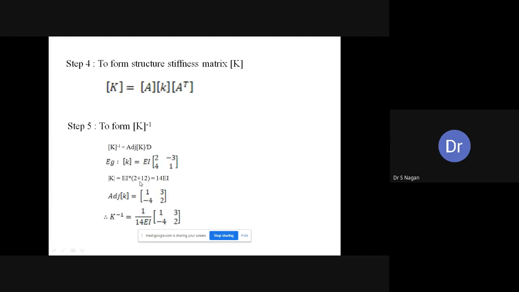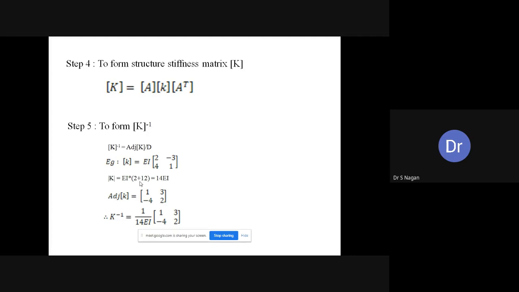Once small k is obtained, you can get the structure stiffness matrix. That means assembling the elements, the assembly of the elements. So this is given by capital A into small k into A transpose. For this, first we need to form k A transpose. So k obtained in the third step and A transpose obtained in the second step will be made use of here. First we need to multiply those, and then pre-multiply by A. And then we need to form the inverse of the K matrix.